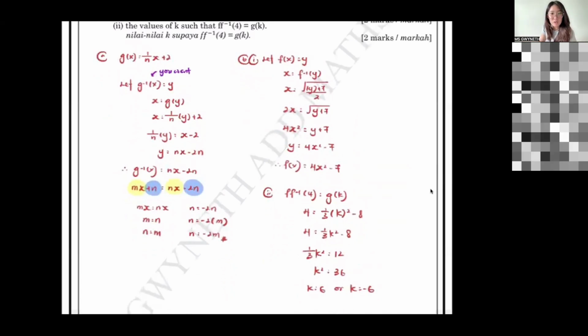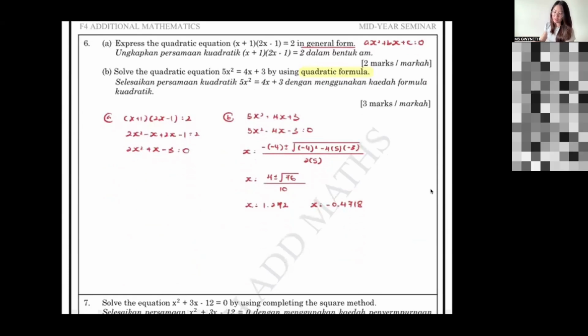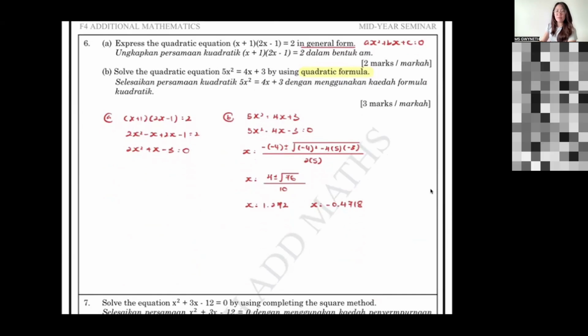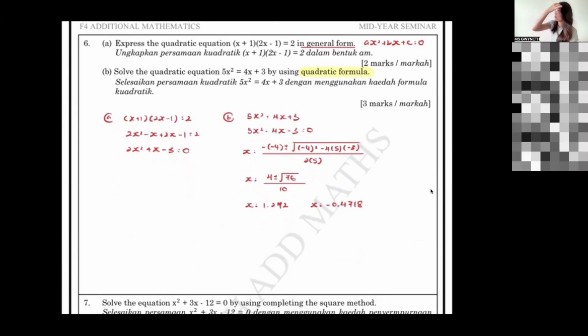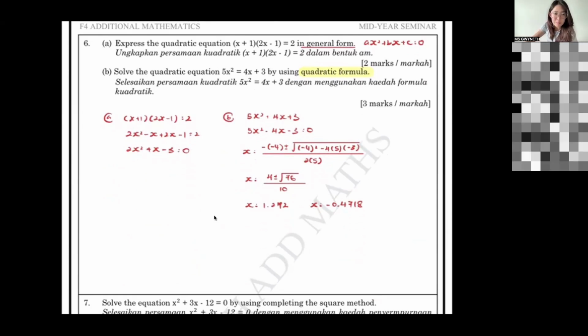Okay, so this is how you get the 5 marks over here for question 6. Easy, right? Easy peasy lemon squeezy. All right. For a normal maths paper, you will feel Paper 1 is easier than Paper 2. That is normal. So you try to get as many marks as possible in your Paper 1.